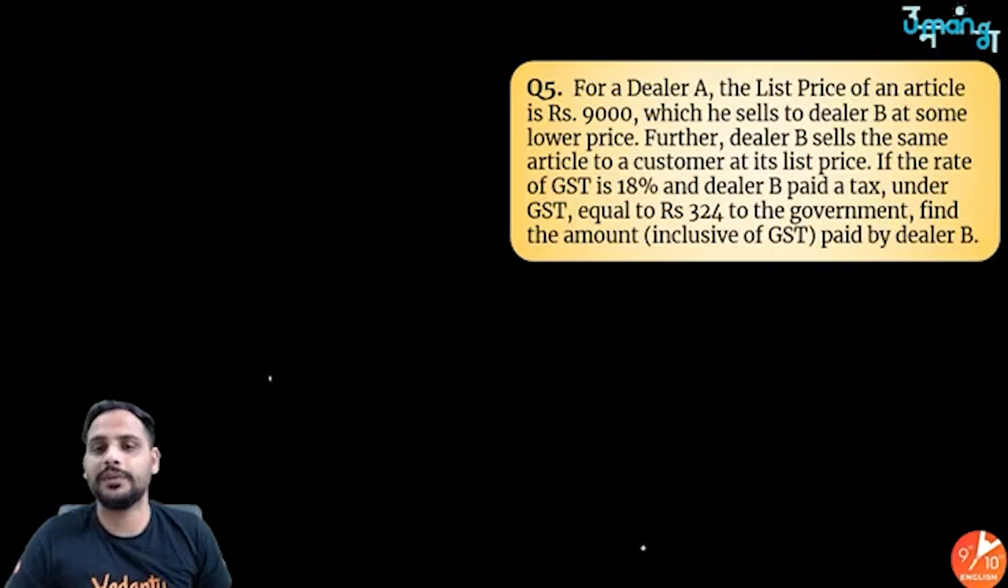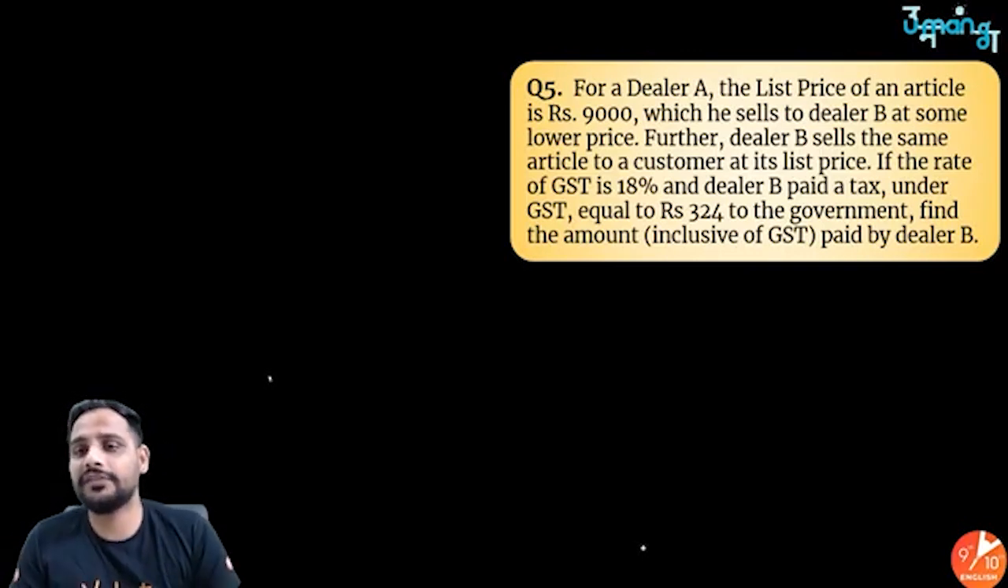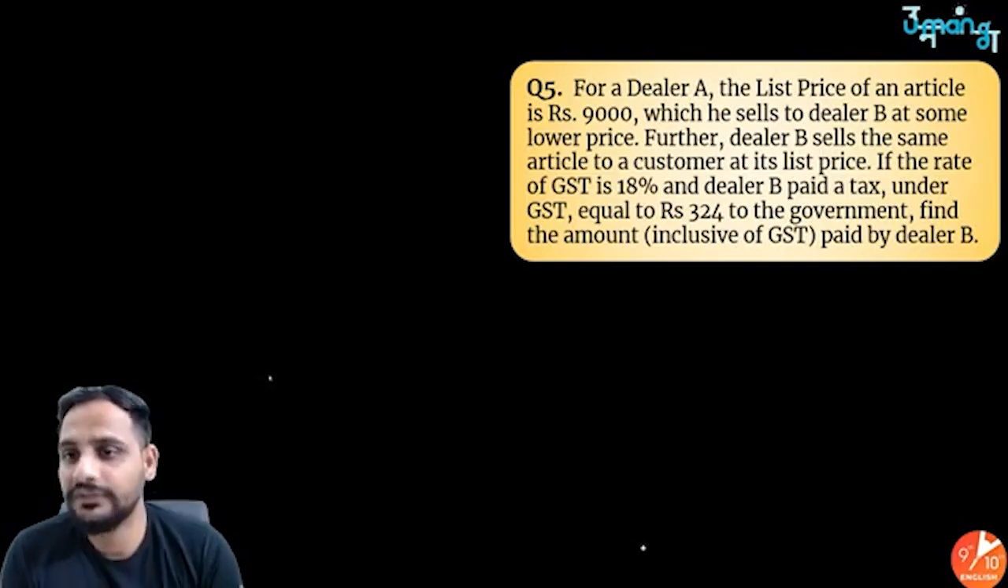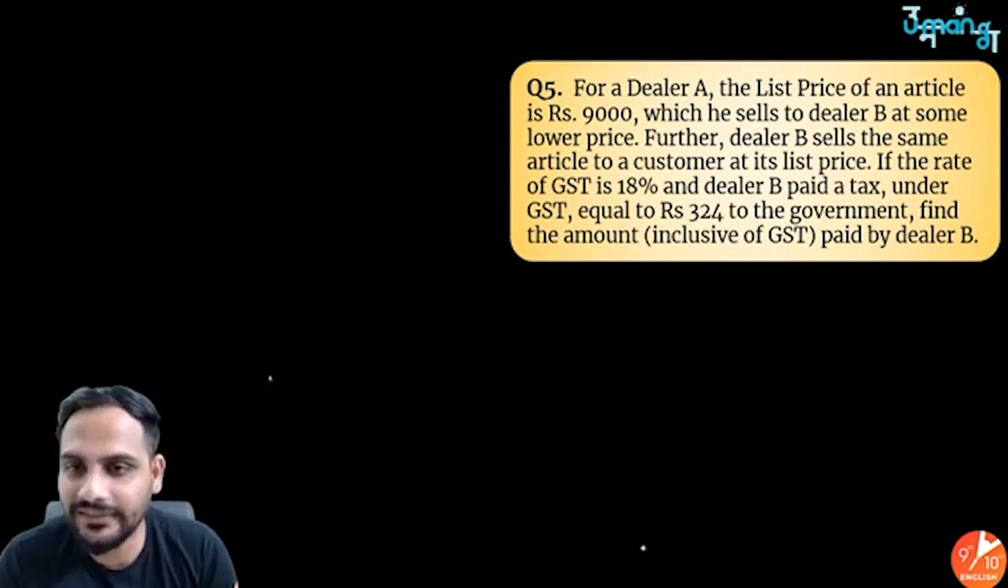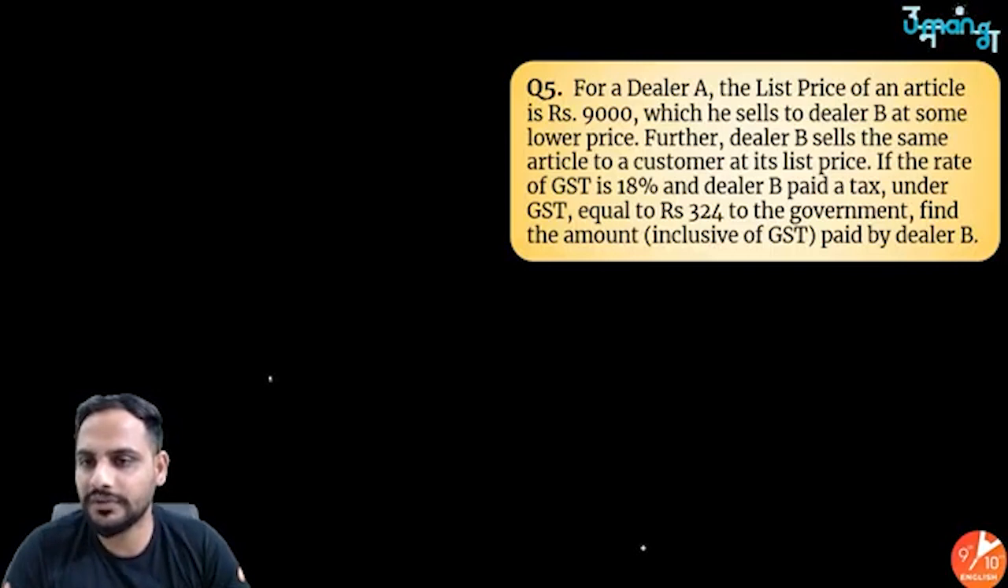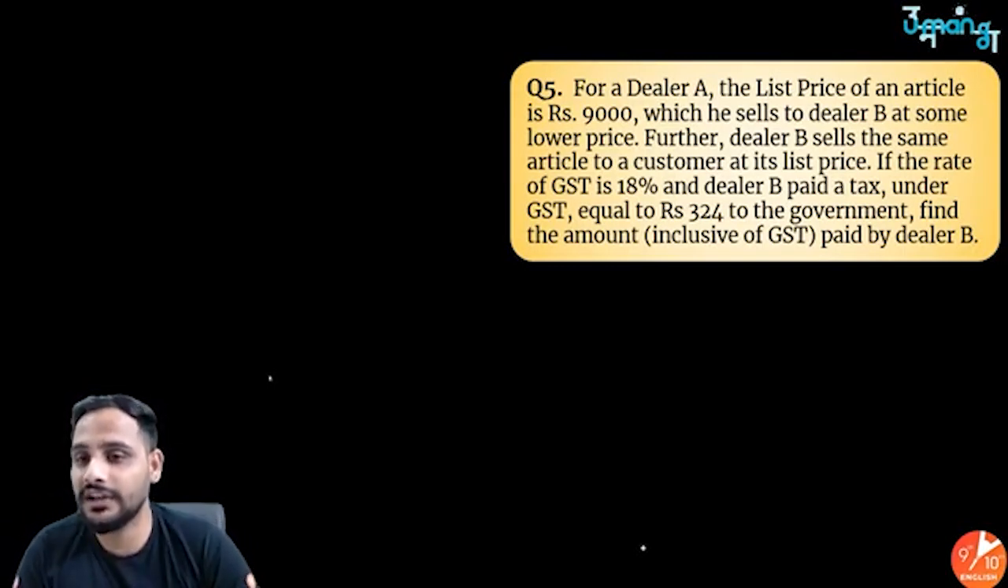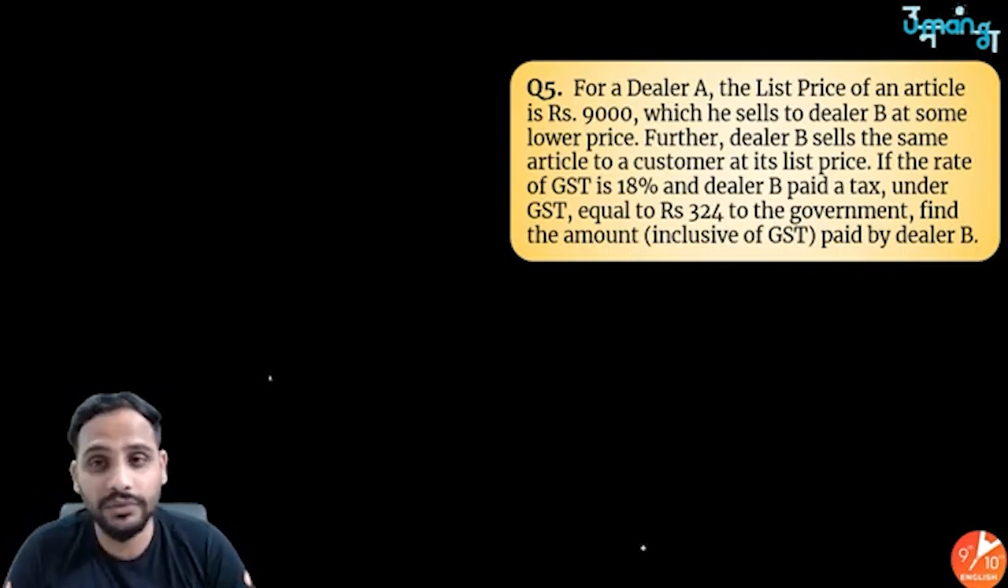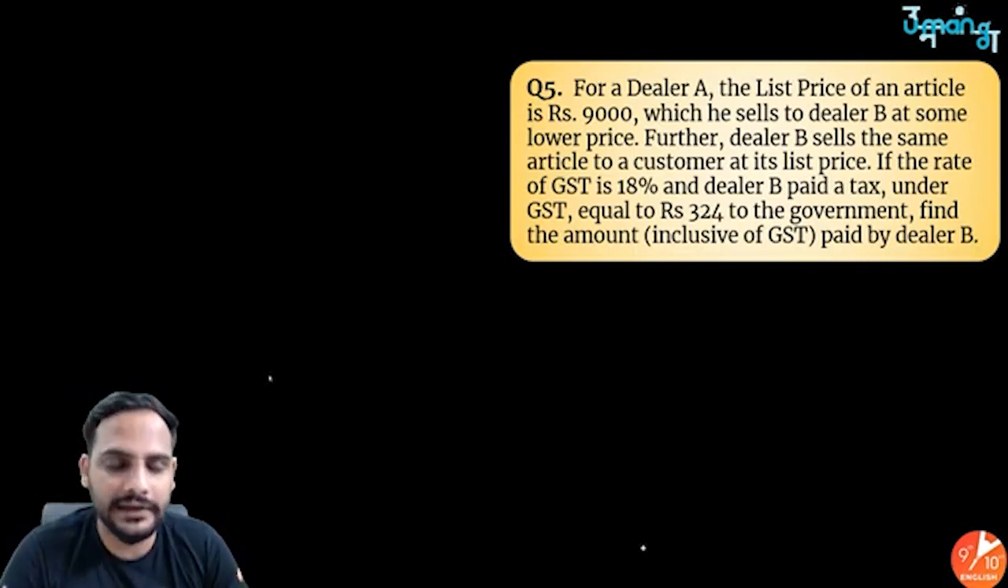Let us look at the last question. For a dealer A, the list price of an article is rupees 9,000, which he sells to dealer B at some lower price. Further, dealer B sells the same article to a customer at its list price. If the rate of GST is 18% and dealer B paid a tax under GST equal to rupees 324 to the government, find the amount inclusive of GST paid by dealer B.